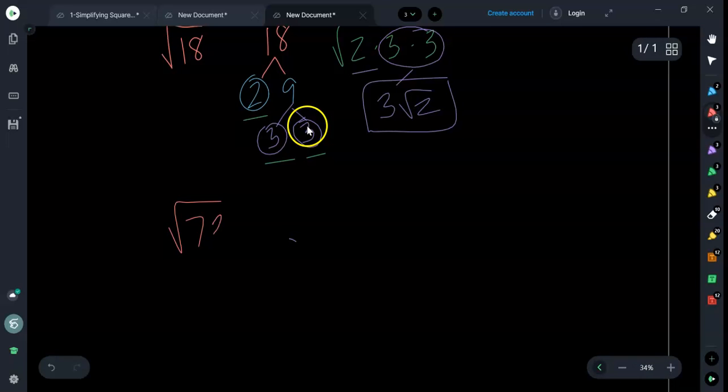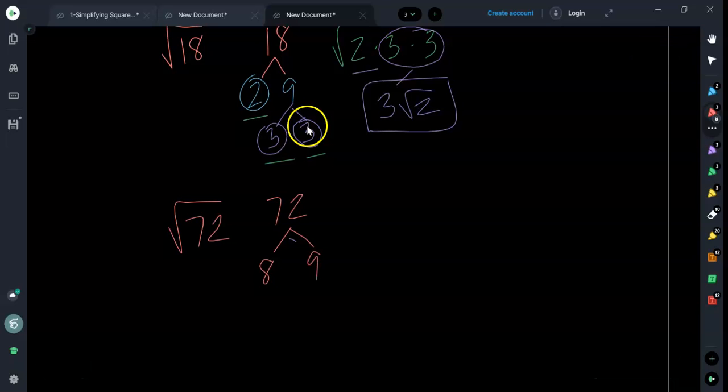Let's look at the square root of 72. So I'm going to take 72 and factor it. Now, there are multiple ways you can go on this. You can do 2 times 36. You can do 9 times 8. You can do 4 times 18. However you want to start it off, you'll end up in the same spot. So I'm going to do 8 times 9. And neither of those is prime. So I've got to keep going.